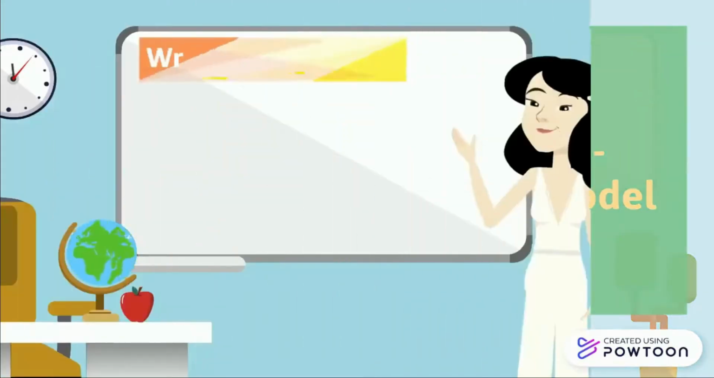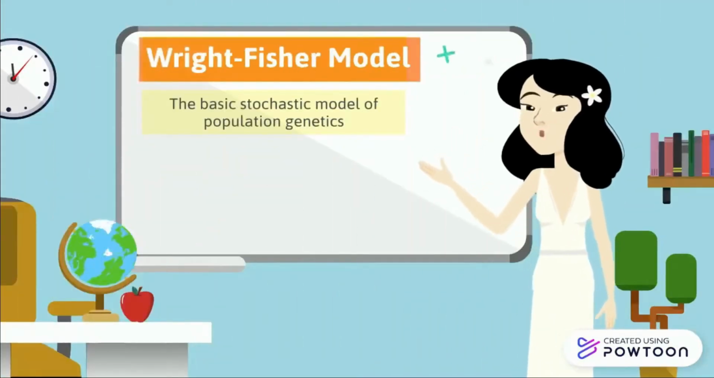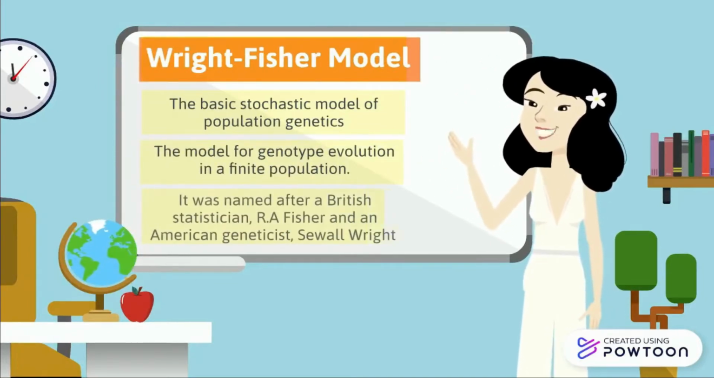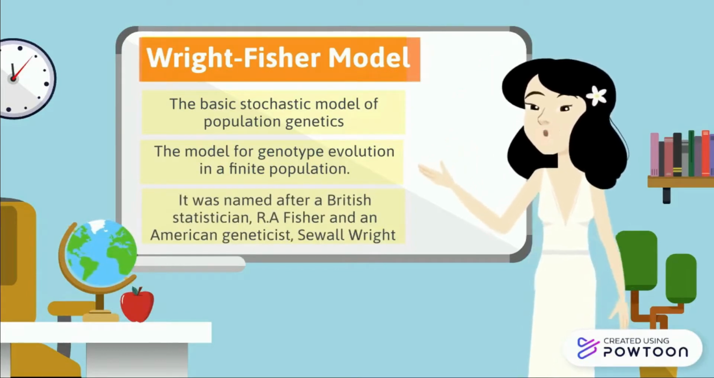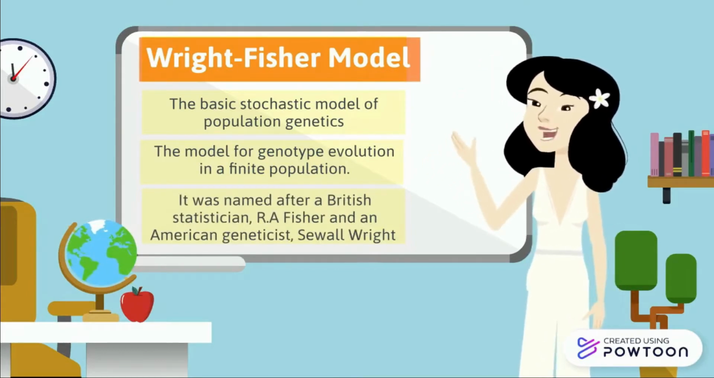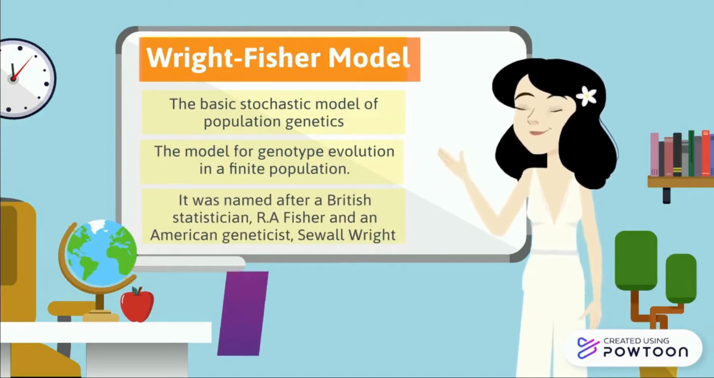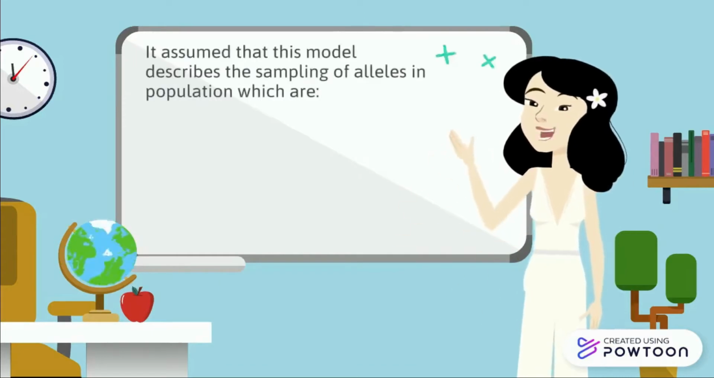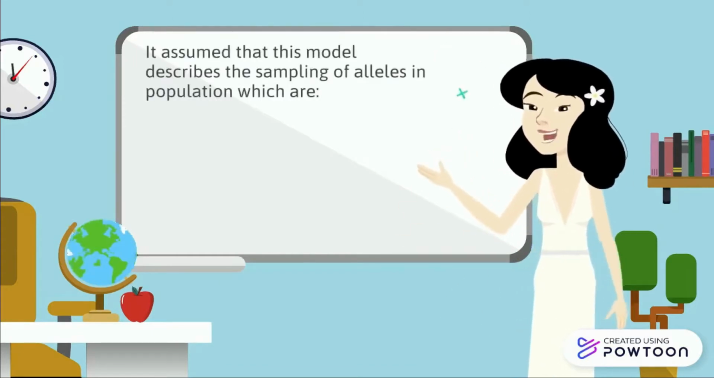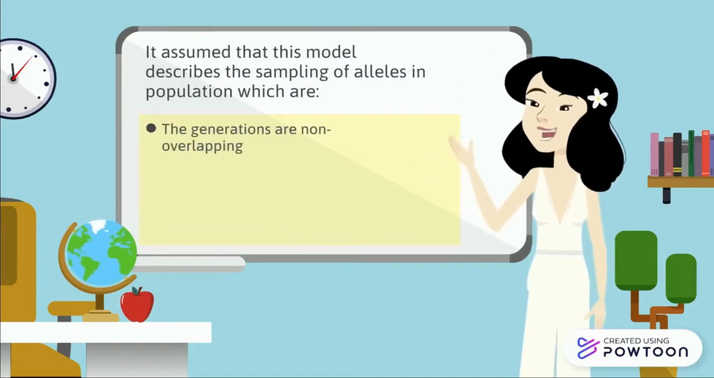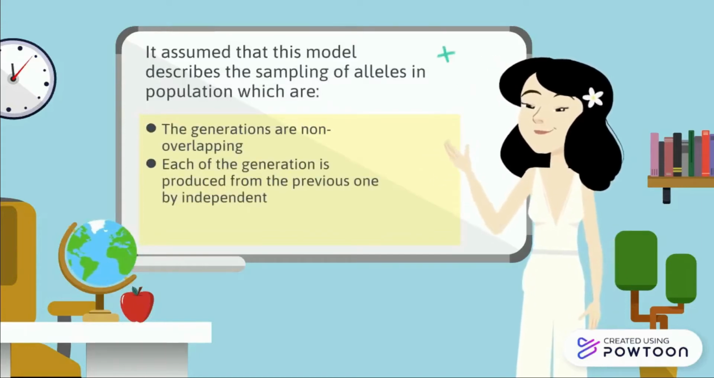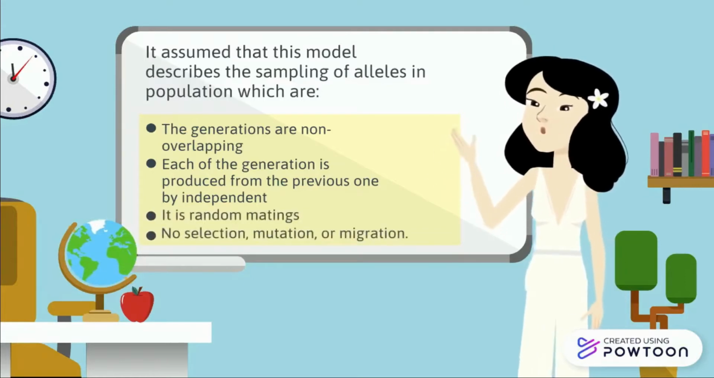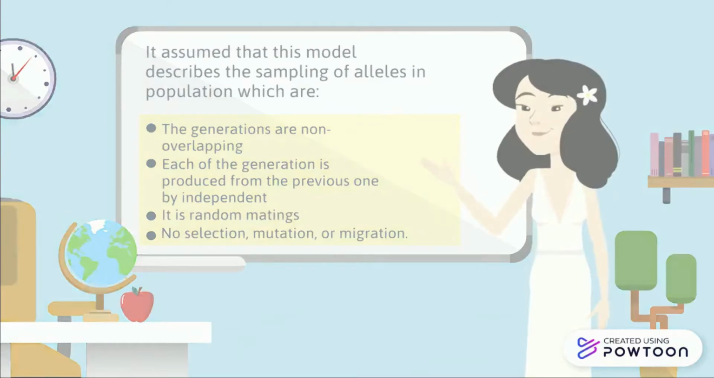The Wright-Fisher model is the basic stochastic model of population genetics, a model for genotype evolution in a finite population. It was named after a British statistician, R.A. Fisher, and an American geneticist, Sewall Wright, and has been known as center stage in mathematical genetics models. It assumes that the model describes the sampling of alleles in a population with non-overlapping generations. Each generation is produced from the previous one by independent random matchings. There is no selection, mutation or migration.